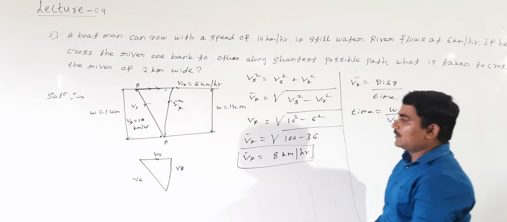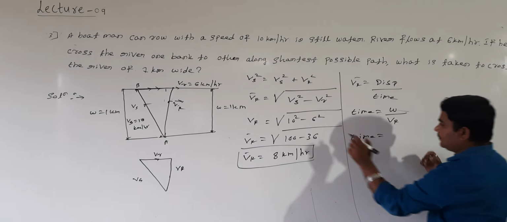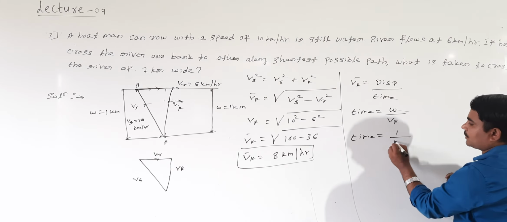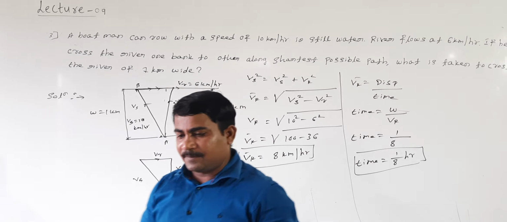Then see here how we calculate the time. The width is 1 kilometer, as given. The resultant speed is 8 kilometers per hour. Then time equals 1 by 8 hours. To cross from A to B, that is the time taken along the shortest possible path. Copy this numerical. Again, we will see one more numerical.